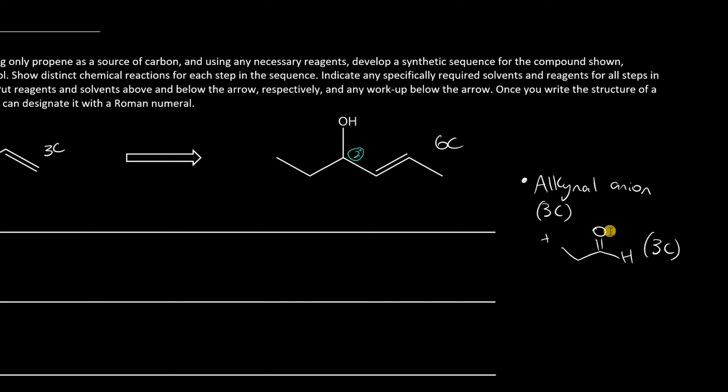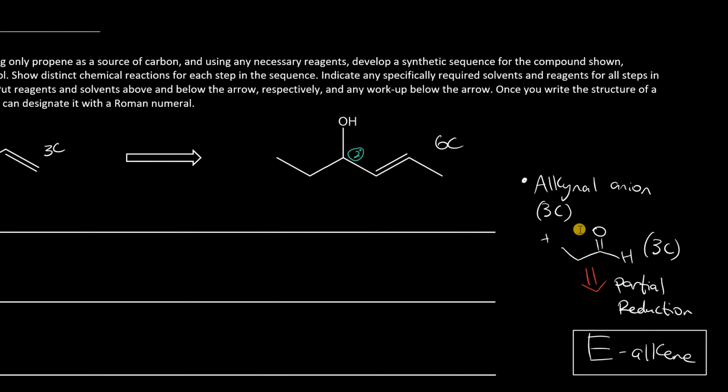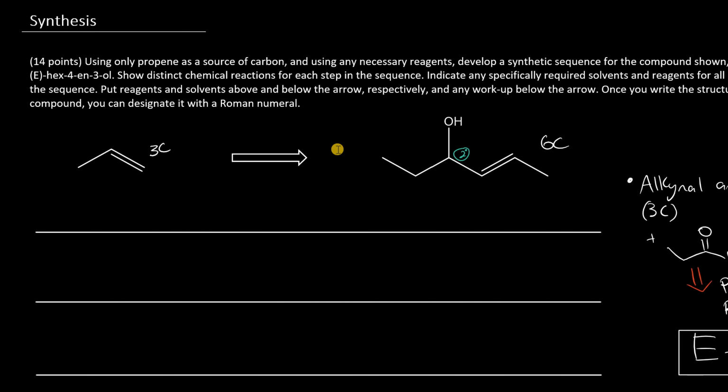So if we synthesize a 3-carbon aldehyde and a 3-carbon alkynyl anion, mix them together in an aprotic solvent, we could form this compound here. But that would be the alkyne. We said that sodium dissolved in liquid ammonia would be the choice of reduction, again because it's the trans isomer. Even though we have many steps, the goal is to generate the nucleophile, form an electrophile, mix them together, and partially reduce. Let's see if it works.